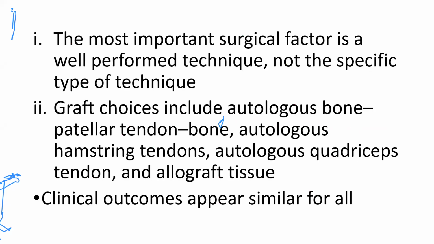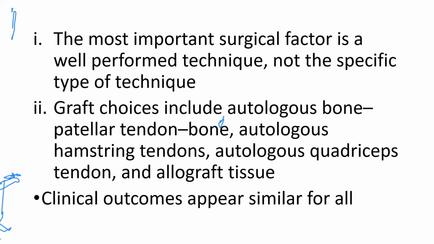What are the surgical procedures? The most important surgical factor is a well-performed technique, not the specific type of technique, not whether you've used a bone-tendon-bone graft, or the pes anserinus tendons as ligament substitutes. You have to do the proper technique. You should position the insertion and the origin in the proper location. You should not position them too anteriorly, because it will impinge on the notch and you will get an early failure. So keep this in mind. You need to know the technique properly and how to apply it properly.